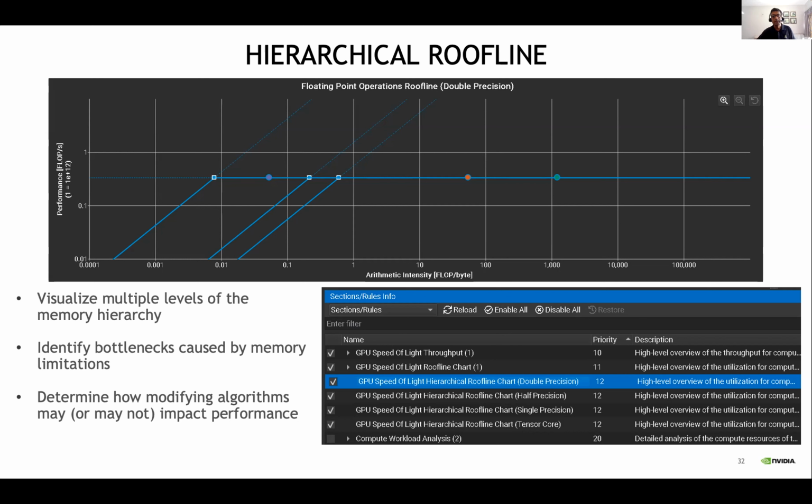That's something you can enable and collect. And similarly, we have it for tensor. There's a separate section for tensor roofline. Next slide, please.